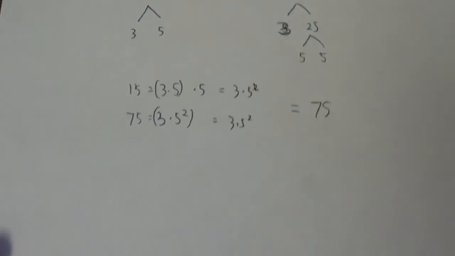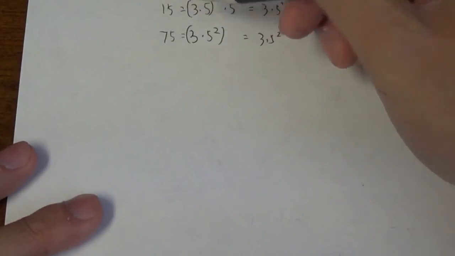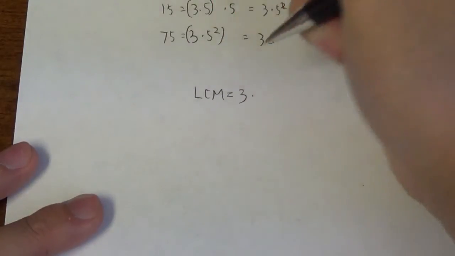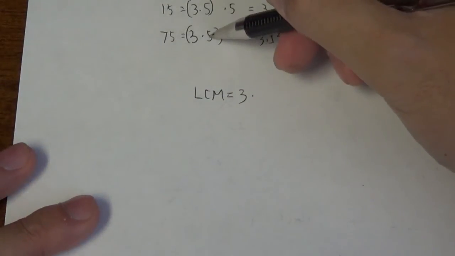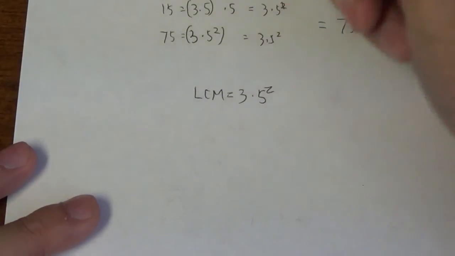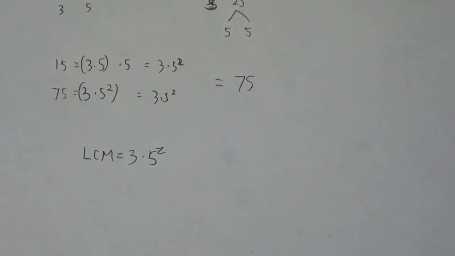If we do the second method, just to compare, they both have times 3, so the LCM has just 3. They both have times 5, but this one is 5 to the power of 2, so I go with the bigger one. And that would be my answer, the same thing as method 1.